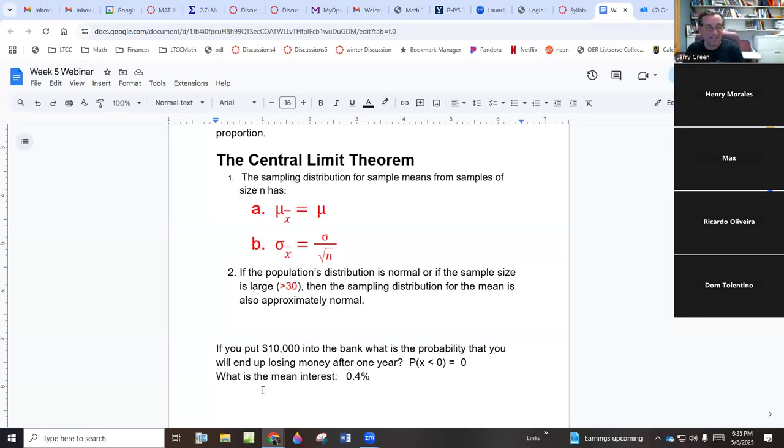Okay, that was easy. Now the mean interest, I looked this up this morning, is 0.4%. That's the average interest of banks in America right now. It does go up and down, but today it's four tenths of 1%. Tiny, tiny amount of interest, right? Do you think this is the best way to invest your money if you have $10,000? What do y'all think?